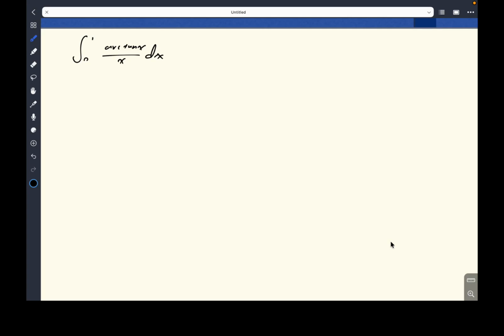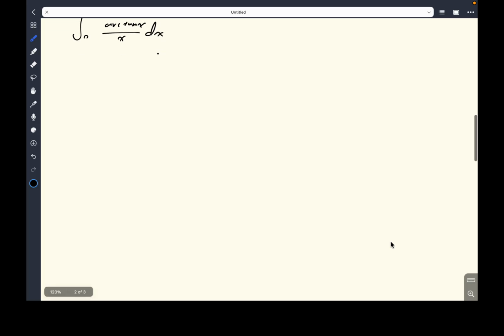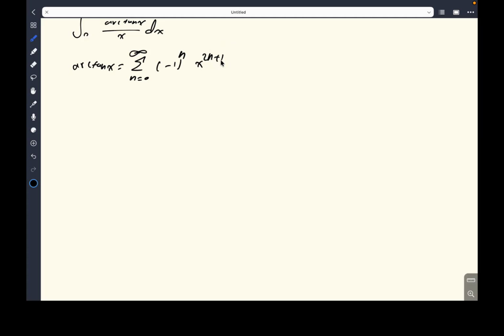In this video we're going to see how we should solve the integral from 0 to 1 of arctan of x over x dx. So for this integral, this is going to have a very interesting result. We have to use the arctan Taylor-Maclaurin series, which is arctan of x equals the sum from n equals 0 to infinity of negative 1 to the power of n x to the 2n plus 1 over 2n plus 1.